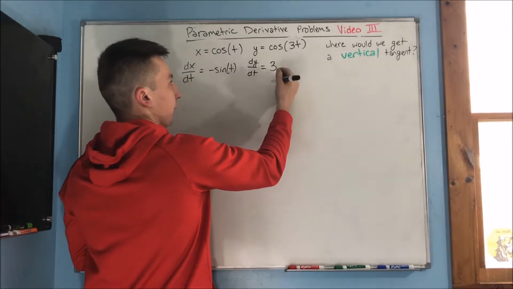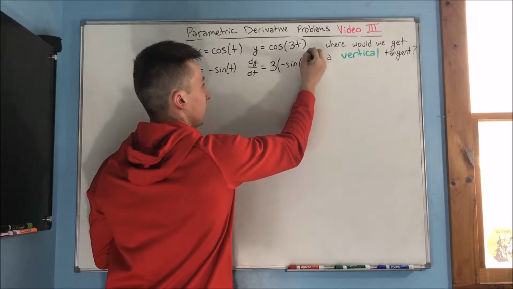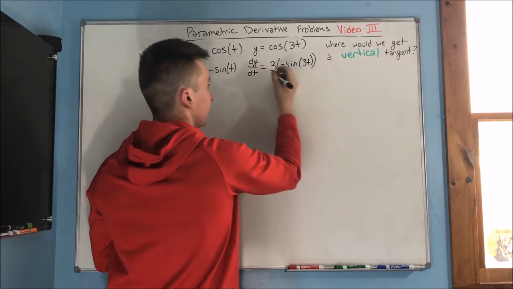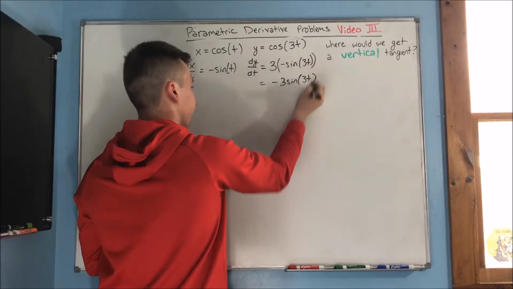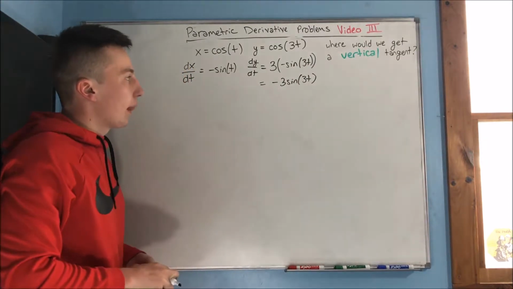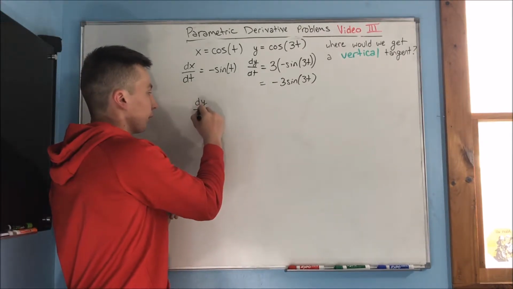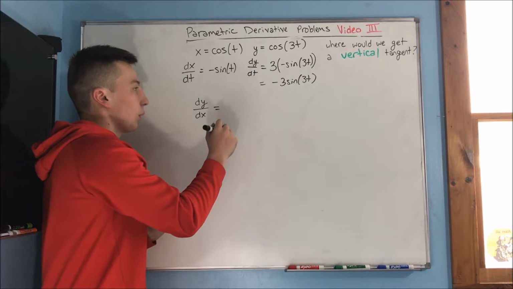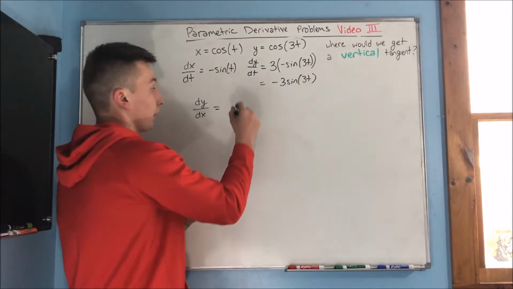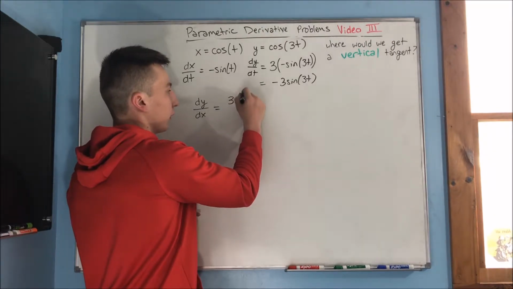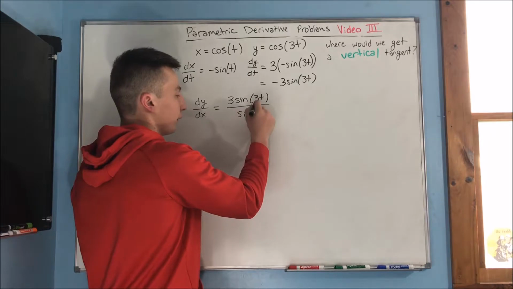We'll pull out that 3, and it's going to be times a negative sine of 3t, which is just negative 3 sine of 3t. Now, we've got to plug this into dy dx. And we're going to end up with, well, these negatives are going to go away because we're putting them over each other. So this will be 3 sine of 3t over sine of t.